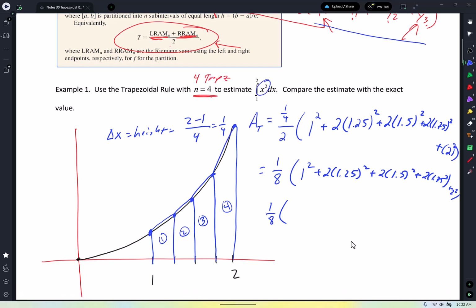What did you get? 18.79? Okay, divided by 8 or times it by 1/8. Is that all the digits? Those are all the digits. Did you guys get that? Okay, practice, guys. Real quick.